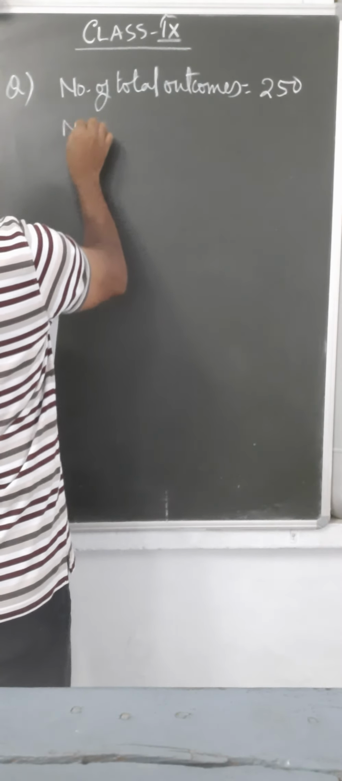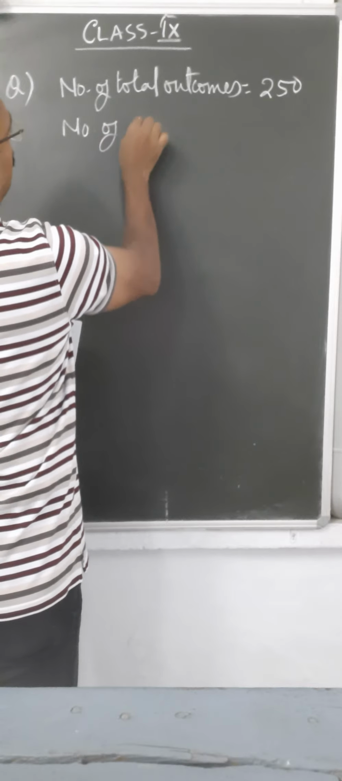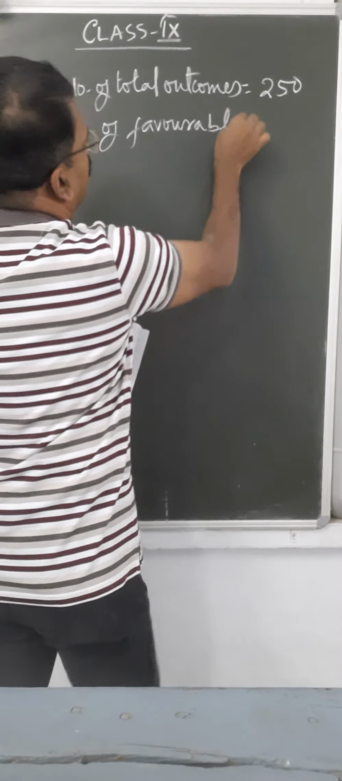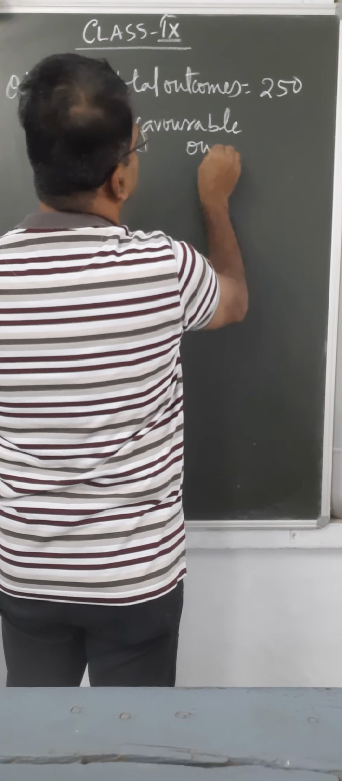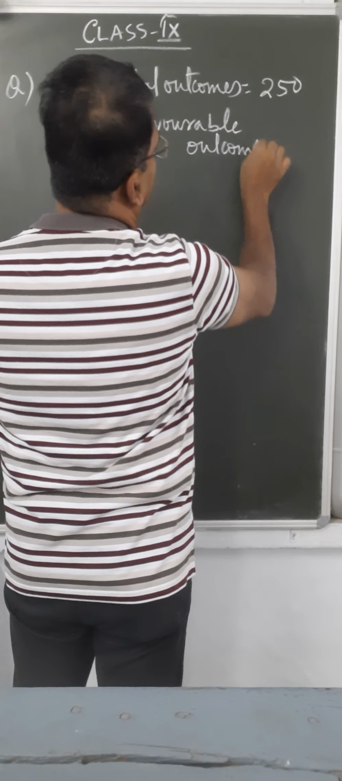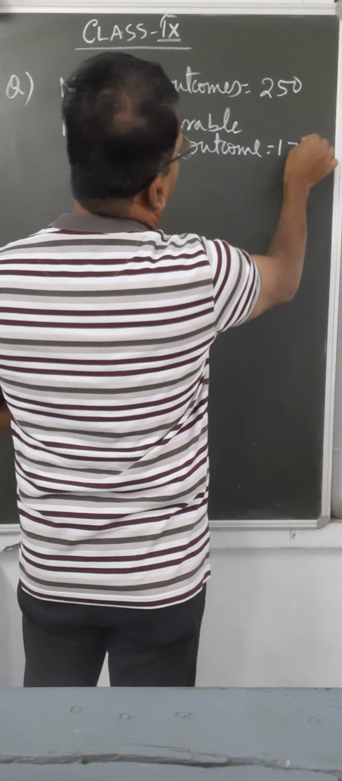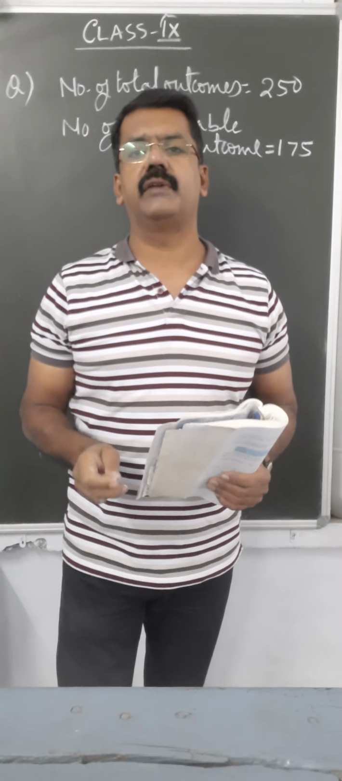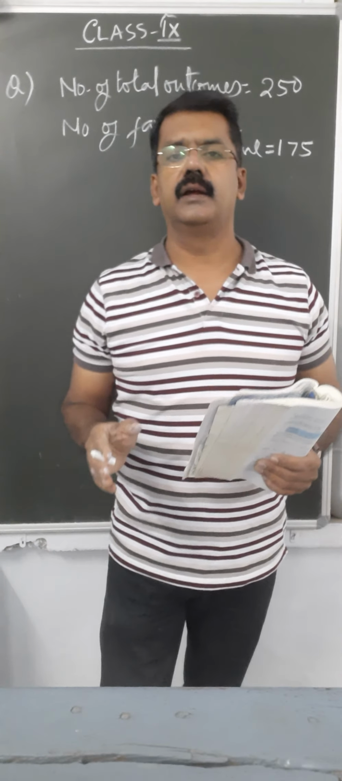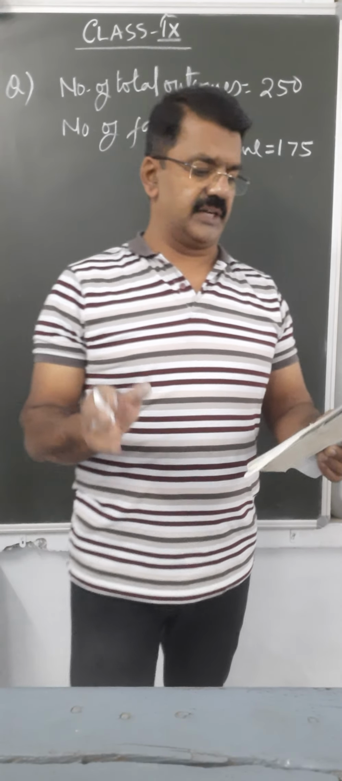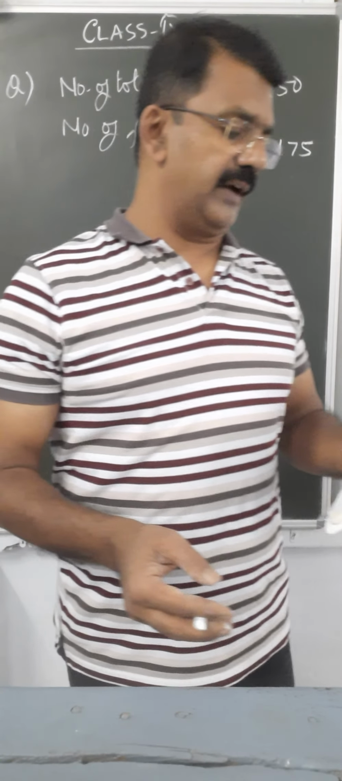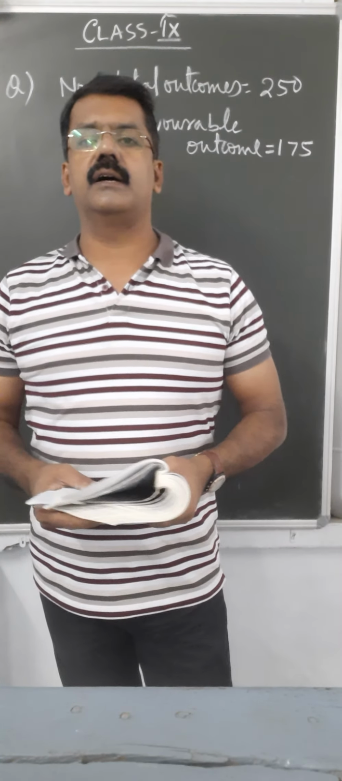The weather forecast was correct 175 times. So the number of favorable outcomes is 175, because in 250 consecutive days that the weather station forecasted the weather, on 175 days the forecast was correct.